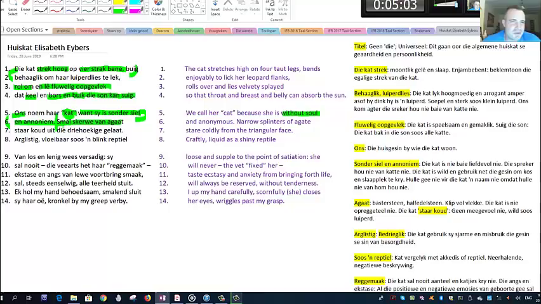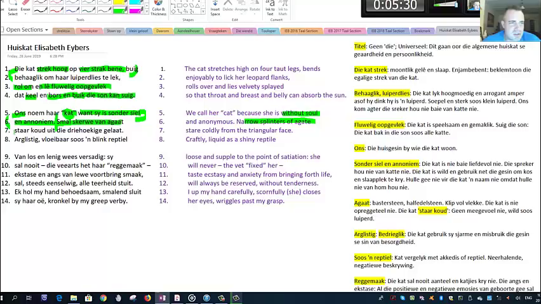The small skerwe van 'n agaat, staar koud uit die driehoekige gelaat. So narrow splinters of this stone. Okay, an agate can be in many colors. It's not a pure precious stone. It's mixed. It's a very mixed color stone.